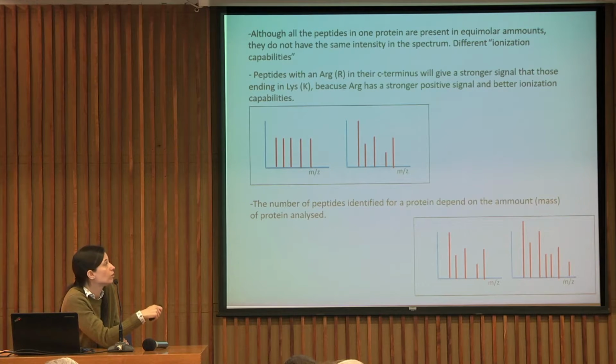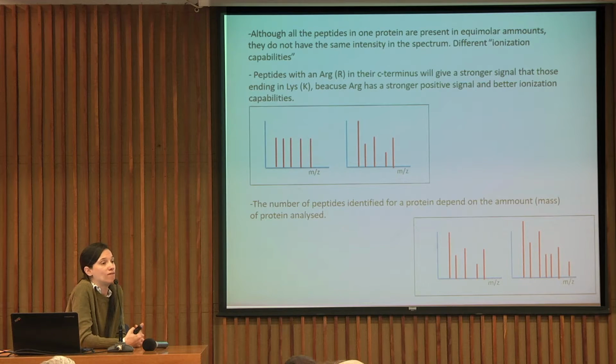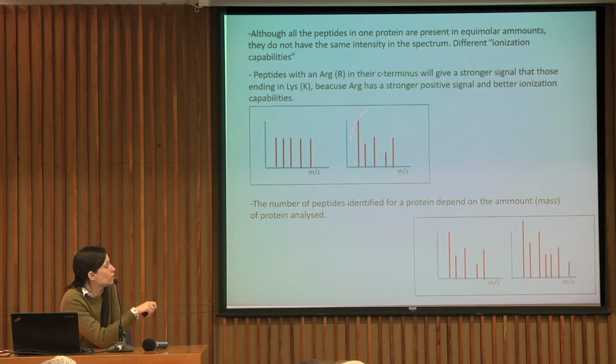And why do we get this? Even if the 5 peptides of the protein are in the same relative abundance, different peptides will have different ionization capabilities. Some of them will ionize better, others will not ionize so well. So you will see that they have different intensities. The intensity will be relative to their abundance, but it will be affected by their ionization capabilities. For example, it is known that peptides with an arginine at the C-terminus will give a stronger signal than those with a lysine, because arginine has a stronger positive signal and better ionization capabilities.